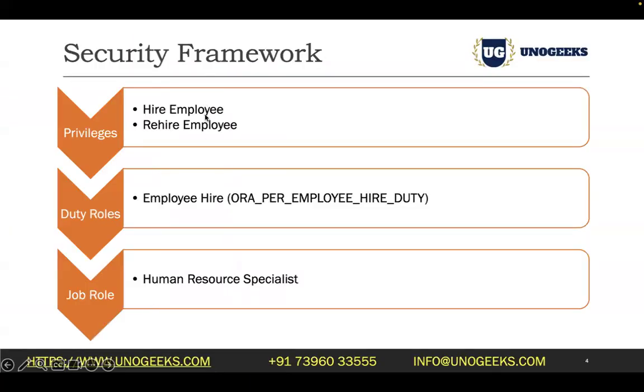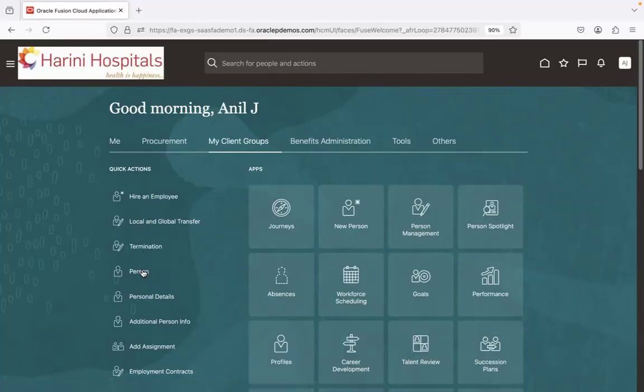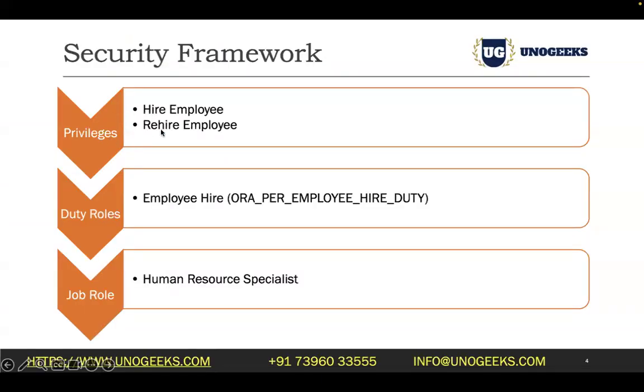Hire an employee, termination, personal details, these are all nothing but privileges. What do you call them? You call them tasks or pages that you see within the application. These are basically called pages within the group. And these pages are nothing but the privileges created in the background. In security terminology, Oracle has created thousands of privileges, and you have privileges like hire an employee, terminate employee, rehire employee, promote employee, and so on. Those privileges are grouped into duty roles, and a lot of duty roles are assigned to a job role.